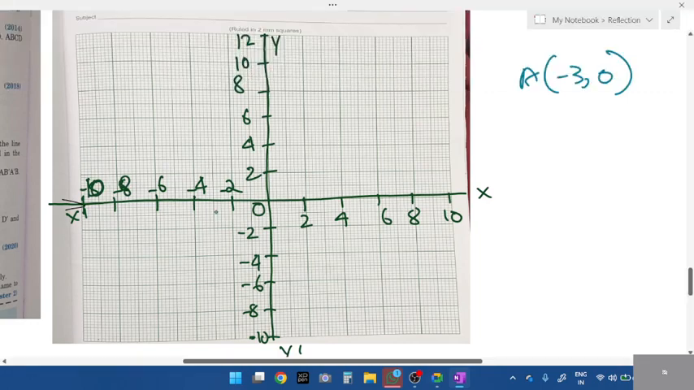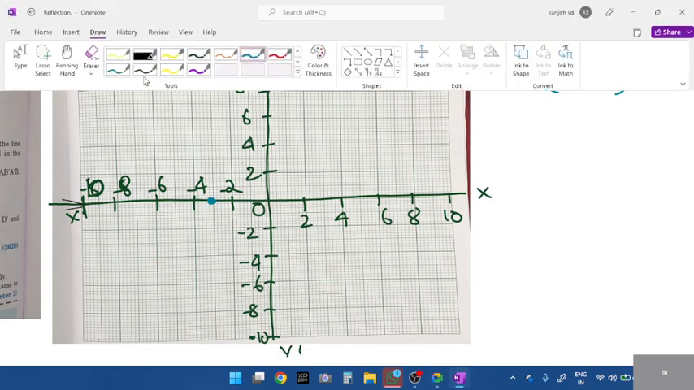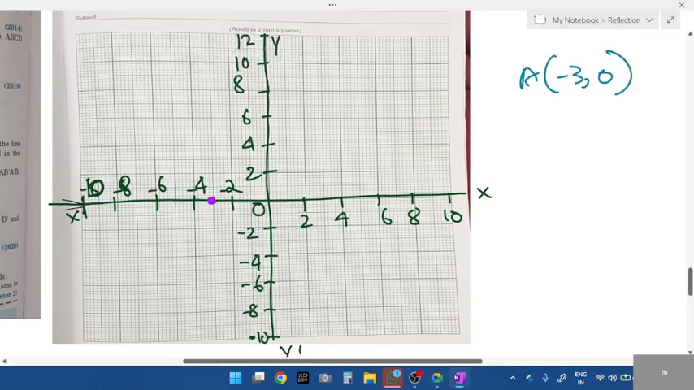Where does -3 lie, students? In between -4 and -2. Yes, this is the point. The purple one.